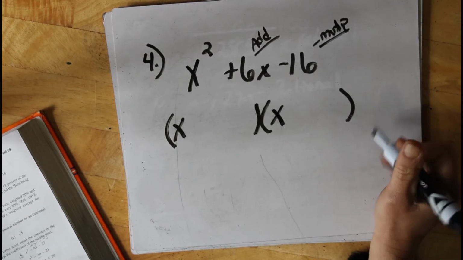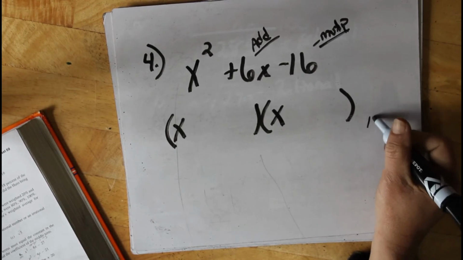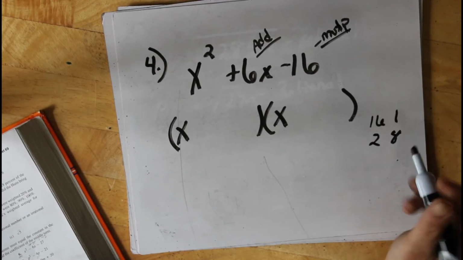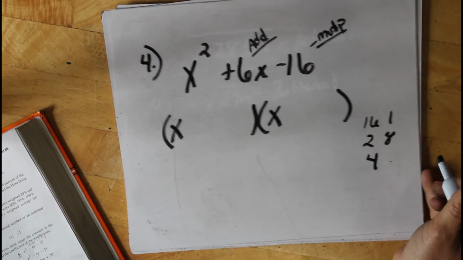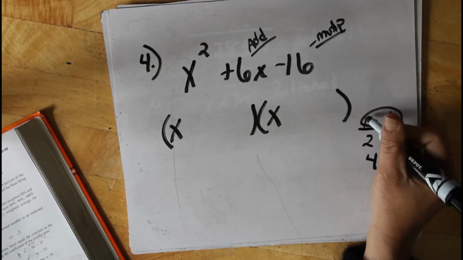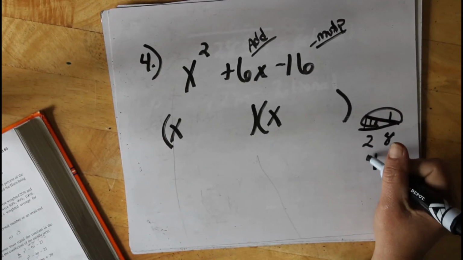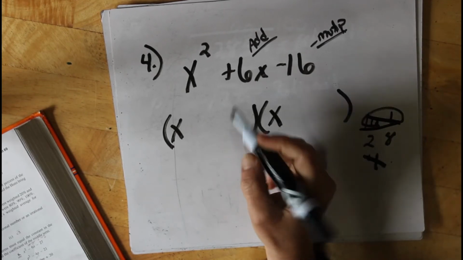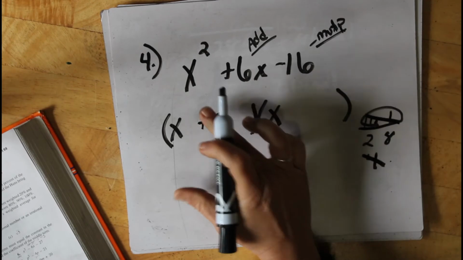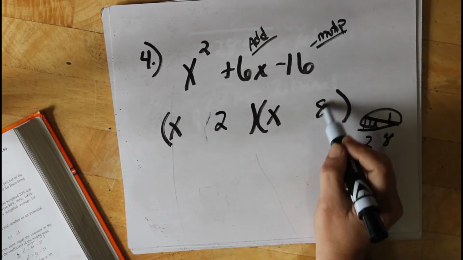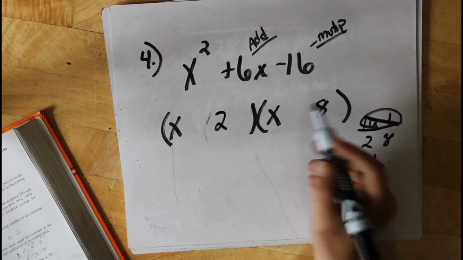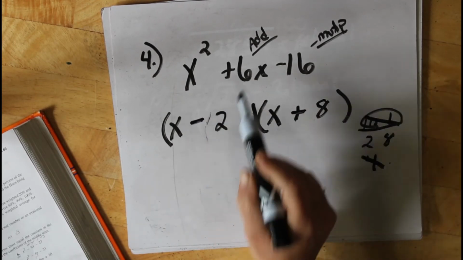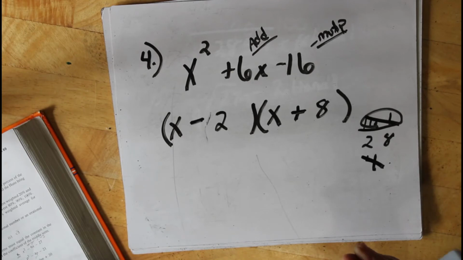The factors of 16 would be 16 and 1, 2 and 8, and then 4 times 4. It's going to have to be 2 and 8, because 16 and 1 would just get you 15 or negative 15, and 4 and 4 would either get you 8 or 0. And we got to get positive 6. So if we did positive 8 and negative 2, when we added positive 8 and negative 2, we would get positive 6.